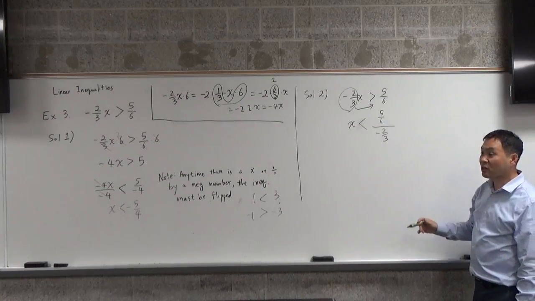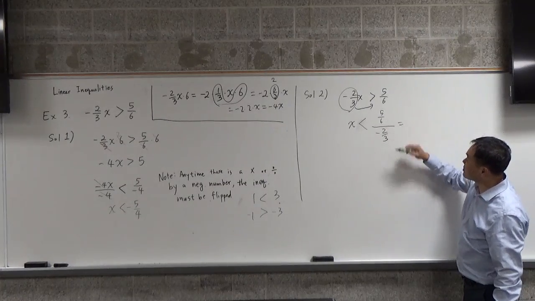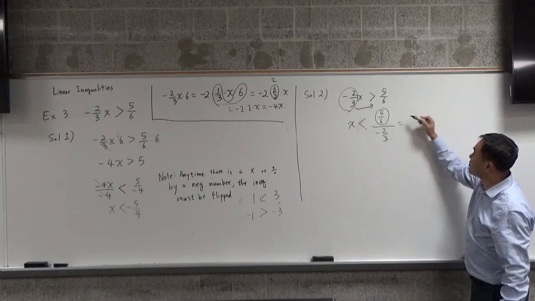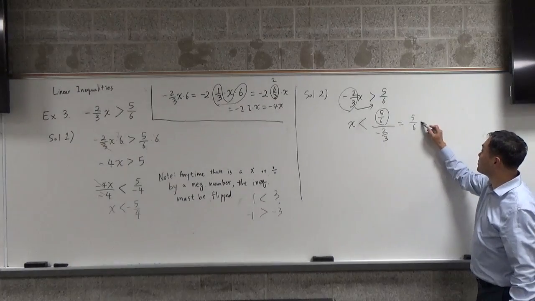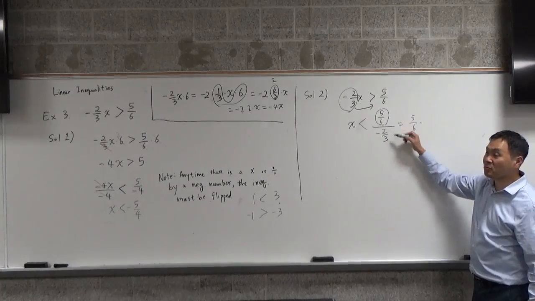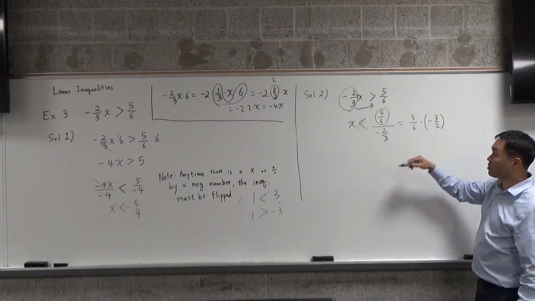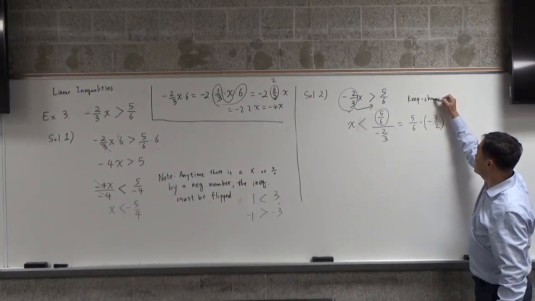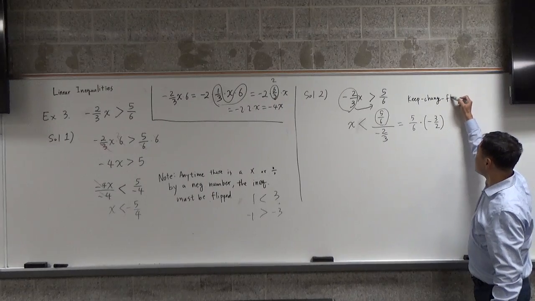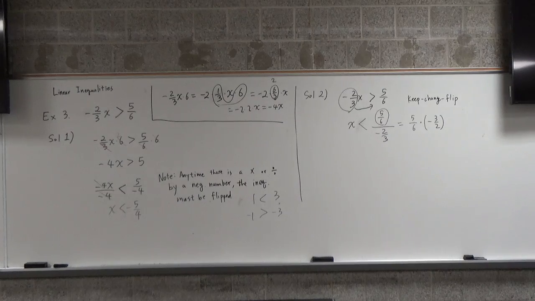Keep, change, flip. Yes, that's correct. Over here, you keep the first, change the division to multiplication, and you flip this fraction, which is negative 3 over 2. So you have to do keep, change, flip. Keep, change, flip.